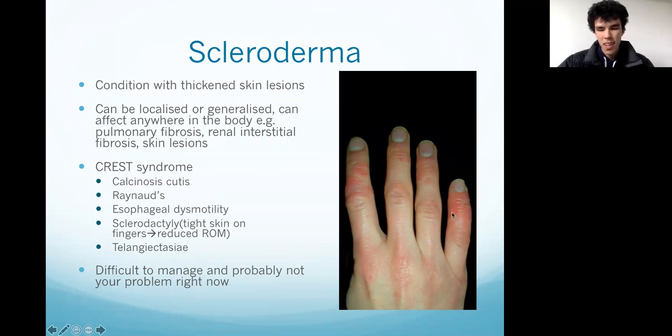Sclerodactyly is where you have tight skin on the fingers, which you can barely even see, but I guess you can't see many wrinkles on these hands. And that means that they can't move them properly. Raynaud's we've talked about, esophageal dysmotility, so they can't swallow. And telangiectasia is dilated blood vessels.